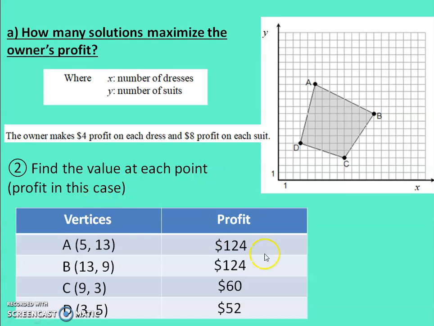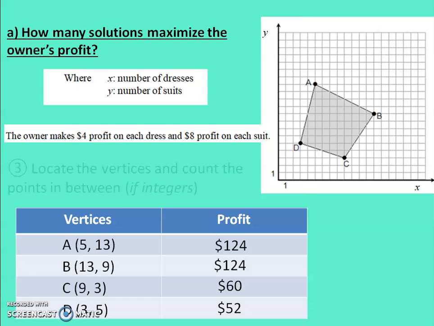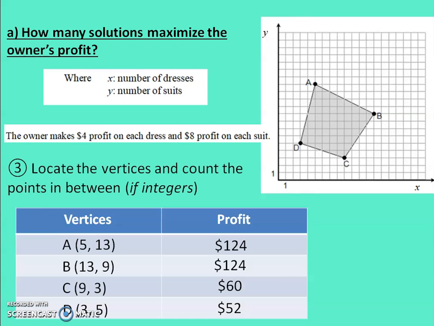So you might be tempted to say, oh, okay, well, there's two different points that have the same max. There are two different solutions that maximize the profit. But in fact, the third thing is to find how many points there are in between those two, if it says that we're dealing with integer numbers. Like here, we're looking for a number of dresses and a number of suits. You can't dry clean half of a suit. If your suit is half dirty, you still have to pay the full amount to get it clean.